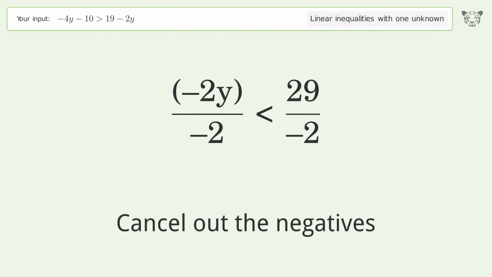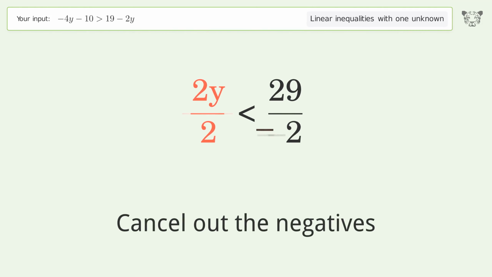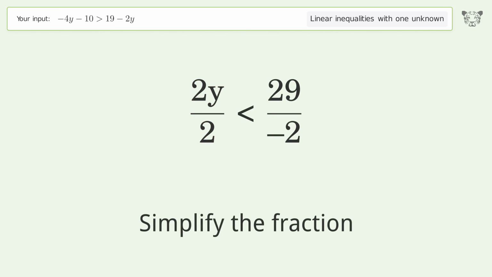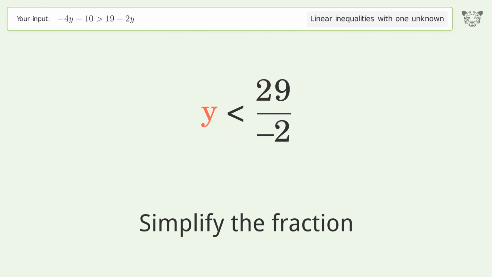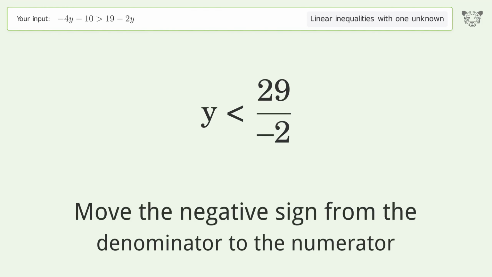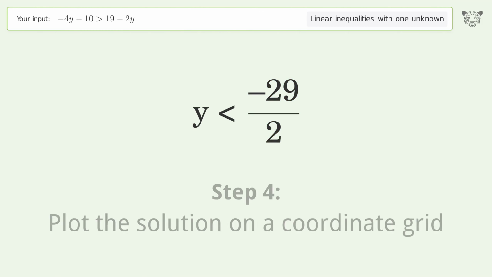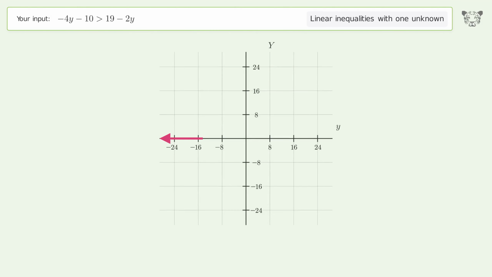Cancel out the negatives. Simplify the fraction. Move the negative sign from the denominator to the numerator. Plot the solution on a coordinate grid. And so the final result is y smaller than negative 29 over 2 smaller than negative 141 over 2.